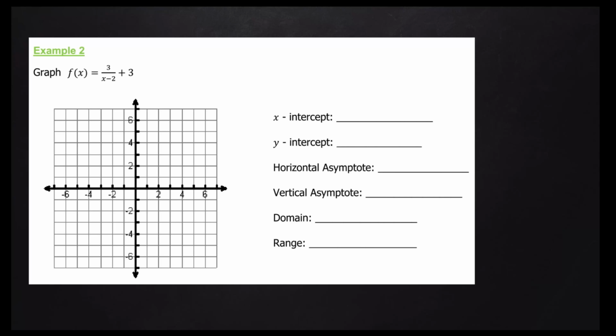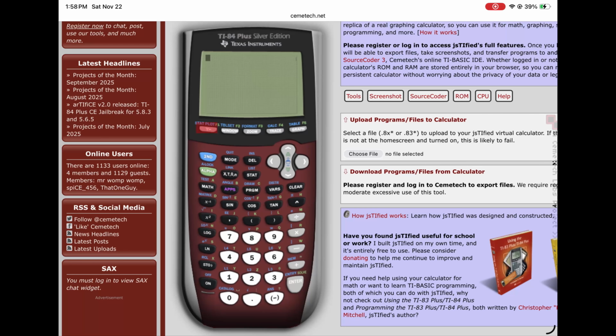Okay, so in example number 2, we can go ahead and graph this in our calculators. Press y equals to graph, press alpha y equals to get your fraction bar, toggle out to get that plus 3 out of the fraction, and then press graph in order to see what your function looks like.